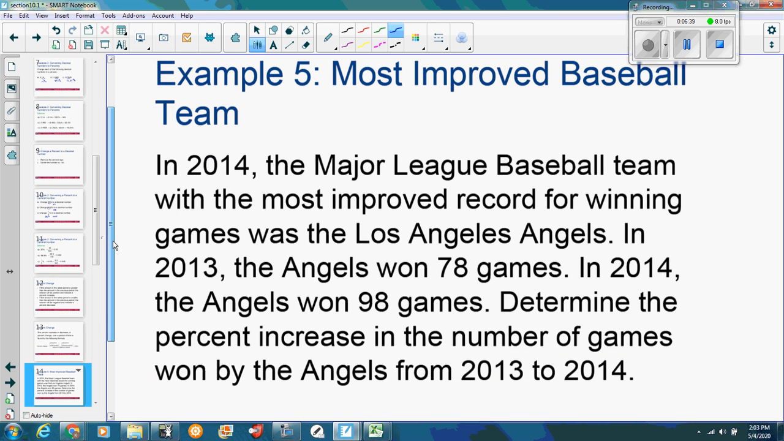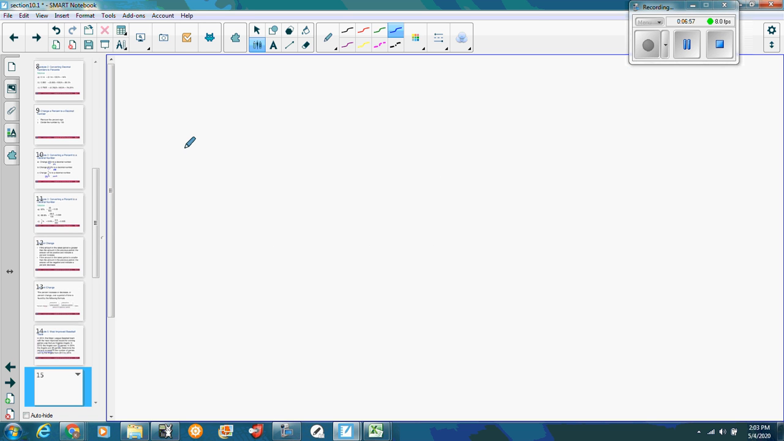So, most improved baseball team. In 2014, the most improved baseball team was the Los Angeles Angels. In 2013, they won 78 games, and then in 2014, they won 98. So they improved, and they want to know what the percent of increase was. Using that formula, we would have done 98, what they improved to, minus 78, what they did before, divided by 78. This comes out to be 20 divided by 78.